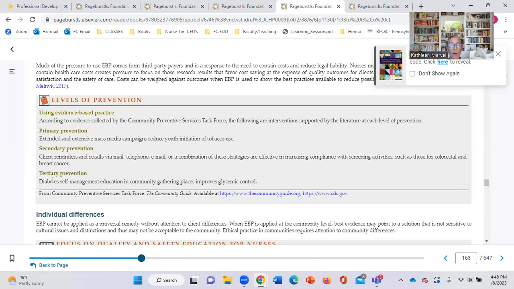And then tertiary, they already have something. So in this case, diabetes self-management education and community gatherings to improve glycemic control. So we may be working in the community with a group of clients who have diabetes, and we're doing community outreach to help them improve their glycemic control. They already have diabetes.